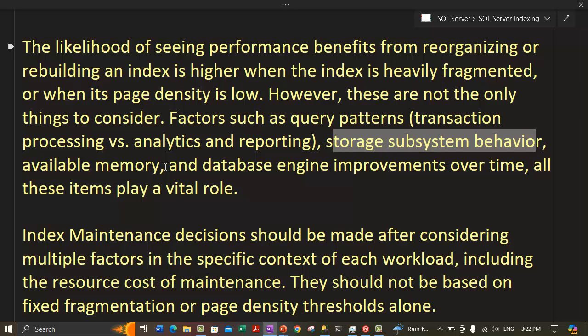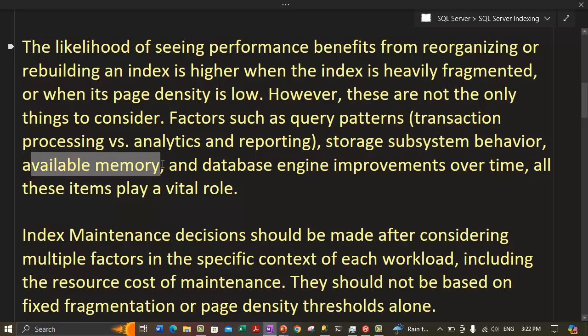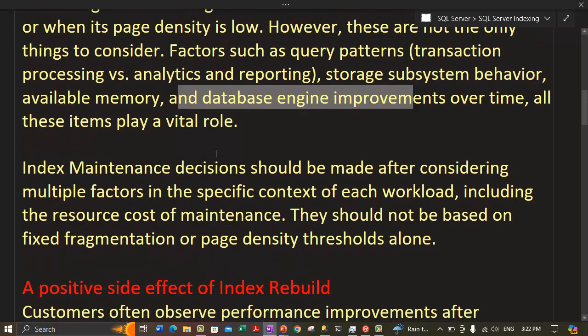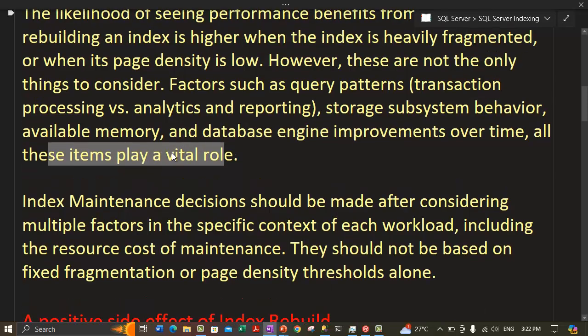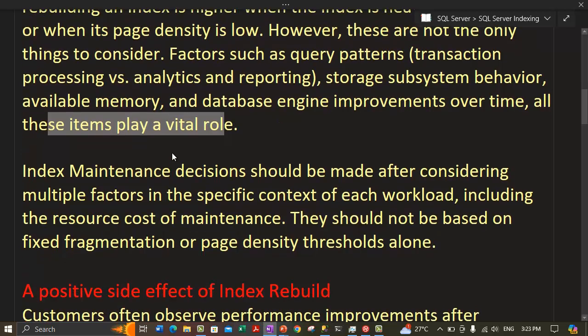Are you using SSD disk? Are you using network attached storage? Or are you using the old storage system, like hard disk, etc.? So you should also consider this parameter, the storage subsystem behavior. You should also keep in view the memory available on your system, and you should also consider database engine improvements over time. All these items play a vital role. So we should consider these factors in addition to fragmentation and page density while rebuilding the indexes.